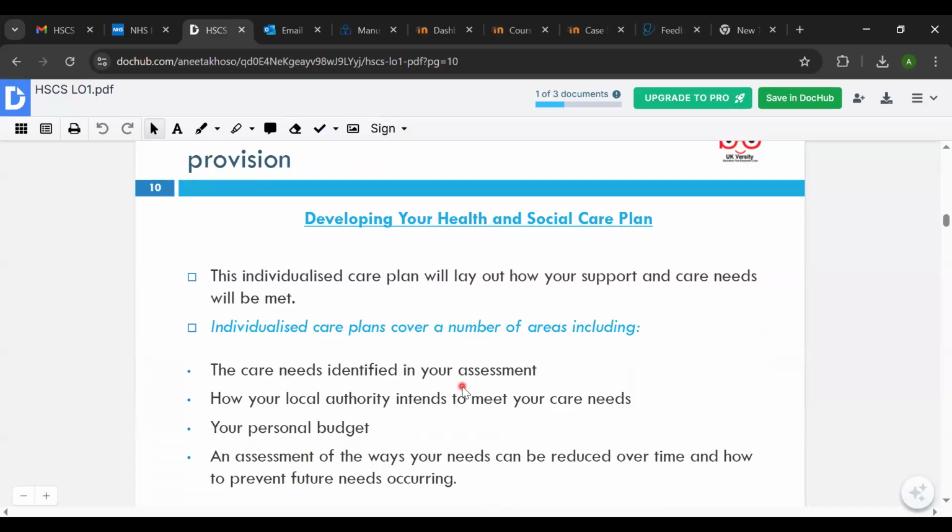So the care needs are identified when you're assessing the patient, and how your local authority intends to meet your care needs. Your personal budget is looked at, what you can afford, what you cannot afford, that all is looked at. An assessment of the ways your needs can be reduced over time and how to prevent future needs occurring.